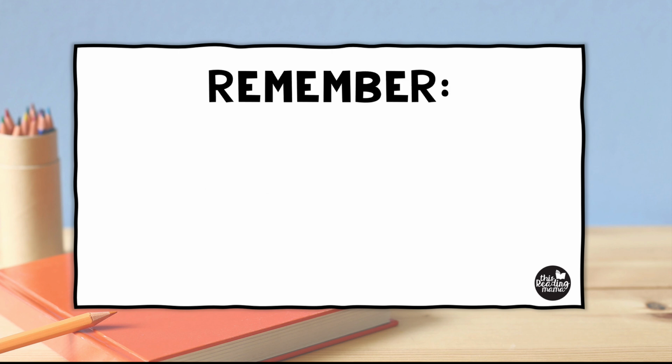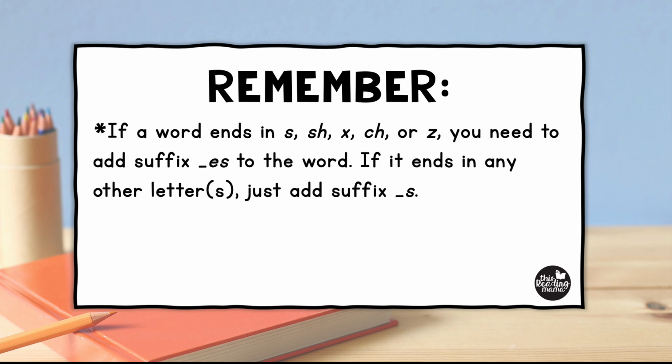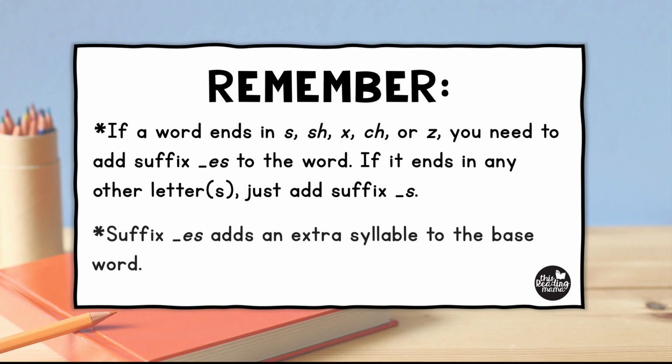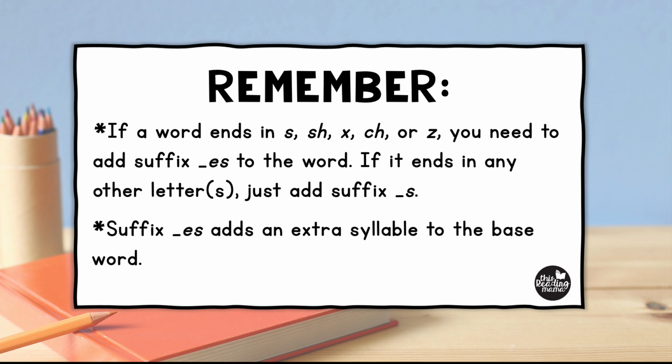All right. When we are adding suffix S or ES, here are some things to remember. If a word ends in S, SH, X, CH, or Z, you need to add suffix ES to the word. If it ends in any other letter combination, you're just going to add suffix S. Another thing, suffix ES adds an extra syllable to the base word. So if your base word is bus, when you add the ES to the end because it ends in the S, you're going to have buses. It's going to add that extra syllable.